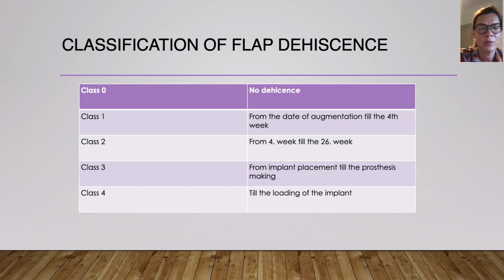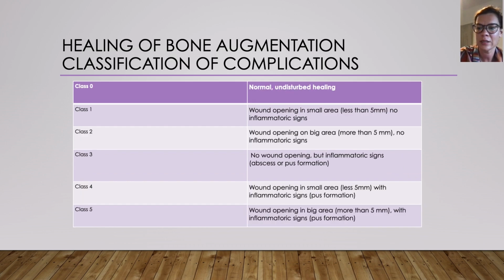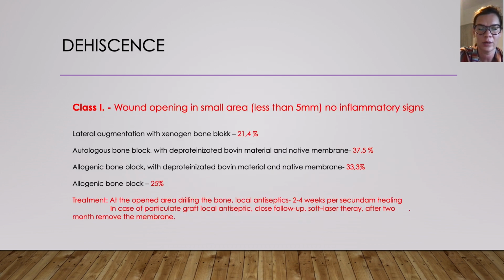The flap dehiscence could be classified in several ways. One is the time when we face the flap dehiscence or flap opening, and the other is how big the area is where the flap is open and whether we have inflammatory signs or not. In the first class, we take the dehiscences in a small area, so the opened area is less than 5 millimeters without any inflammatory signs. It could happen when we used bone blocks as augmentation materials, or when we are using some type of particulated bone substitutes, autografts, allografts, xenografts, and so on.